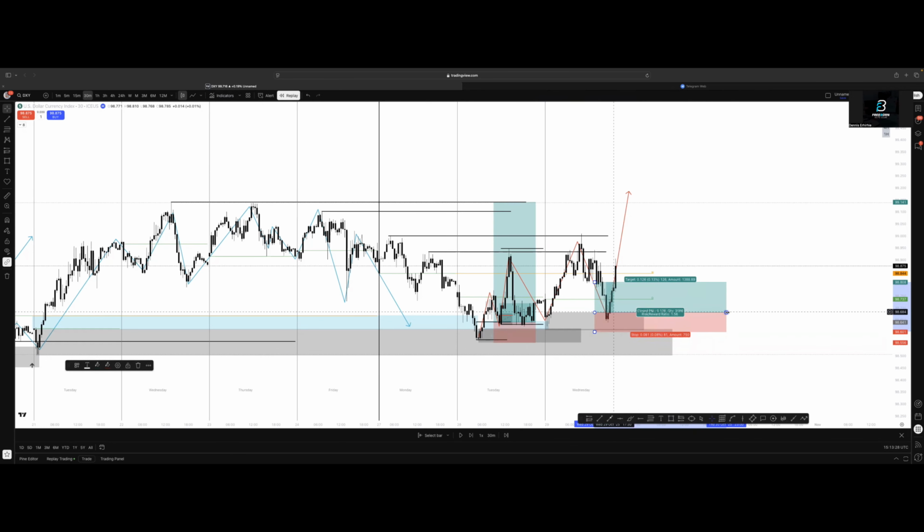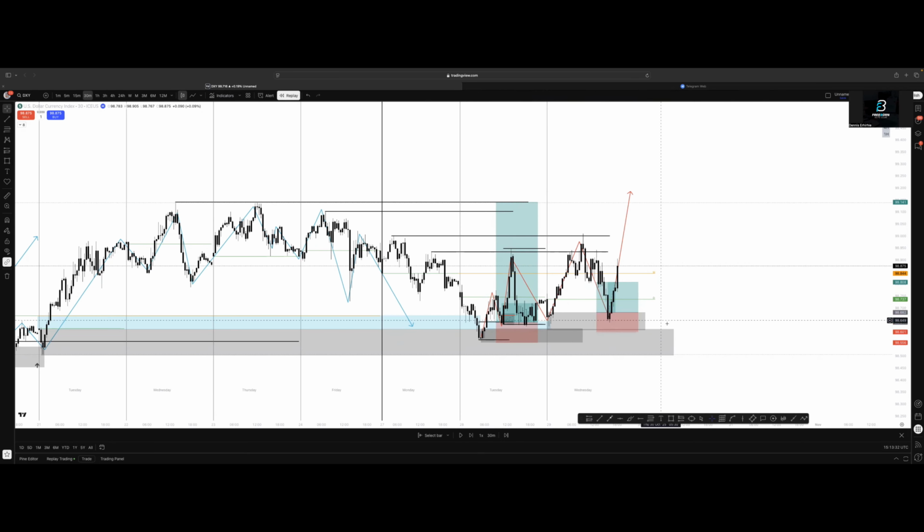So every day is going to give you its own entry. Tuesday will give you its entry. Wednesday will give you its entry. Thursday will give. That's how you add positions. That's one of the best ways to add positions.